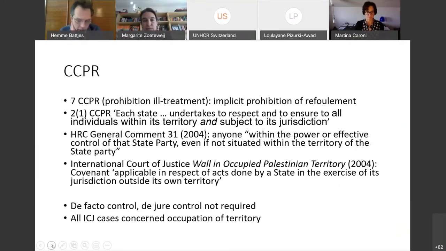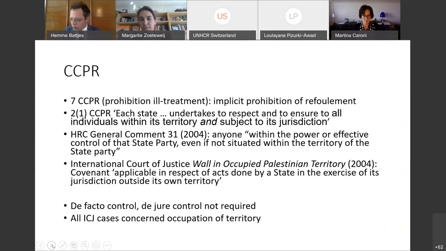Where it comes to the Covenant, it does have a provision which defines its scope of application, Article 2.1, and it says that each state undertakes to respect and ensure to all individuals within its territory and subject to its jurisdiction all rights in the Covenant. Now you can read that in two ways. So you can read it in a cumulative way: an individual has to be both within the territory and subject to the jurisdiction. But also in a disjunctive way: it applies to individuals within the territory and to individuals subject to the jurisdiction.